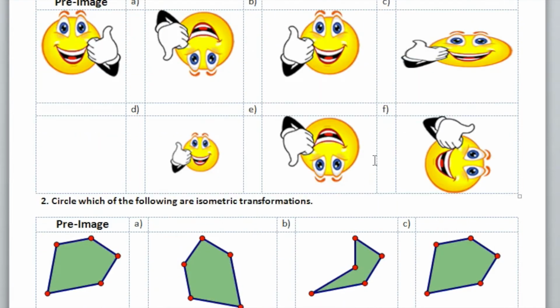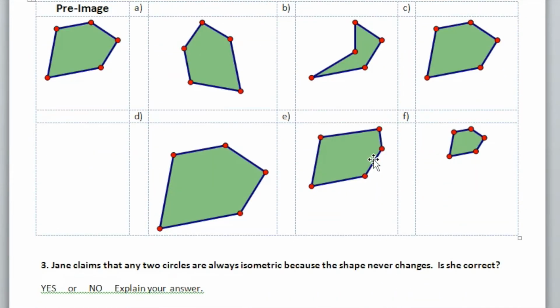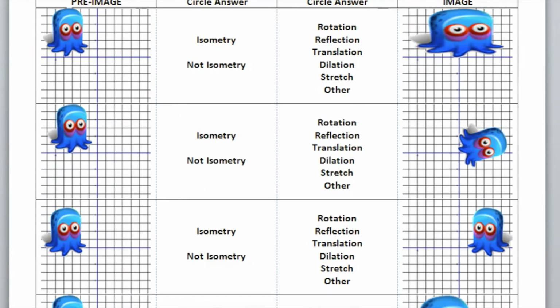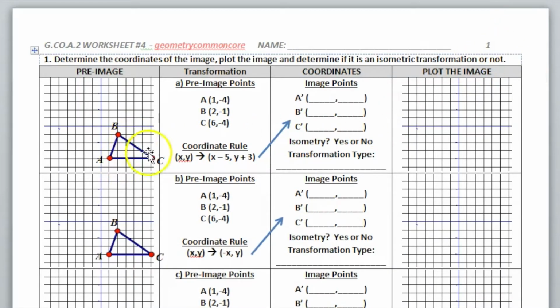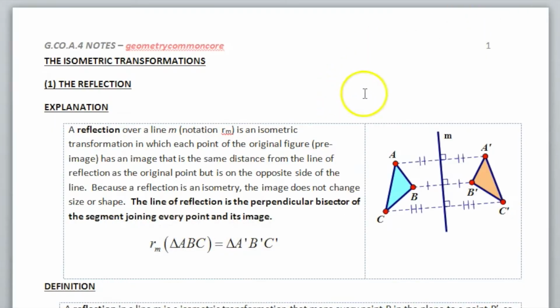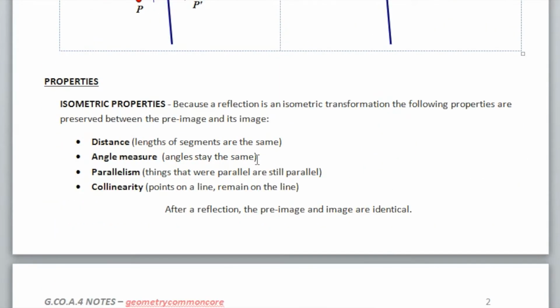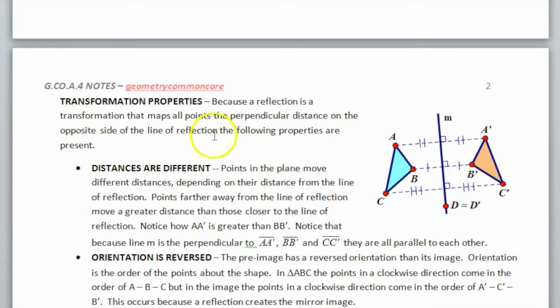Here's one of the worksheets where they start looking at shapes that are isometric and not isometric. They get that idea very quickly. Here's one where they take a triangle, use a coordinate rule, get some points and plot it, and then determine if it's isometric. The second area where a student will succeed on this question is based off of GCO A4, which is where we define the isometric transformations. Notice, a reflection over a line is an isometric transformation, and then it goes through and talks about properties, and then it talks about the next isometric transformation.